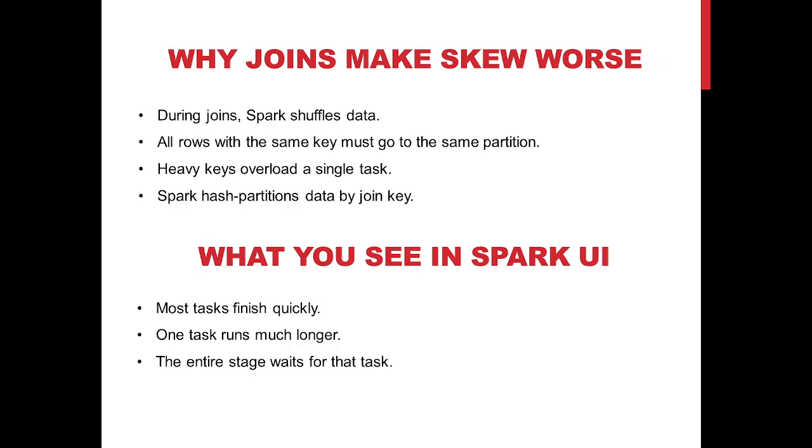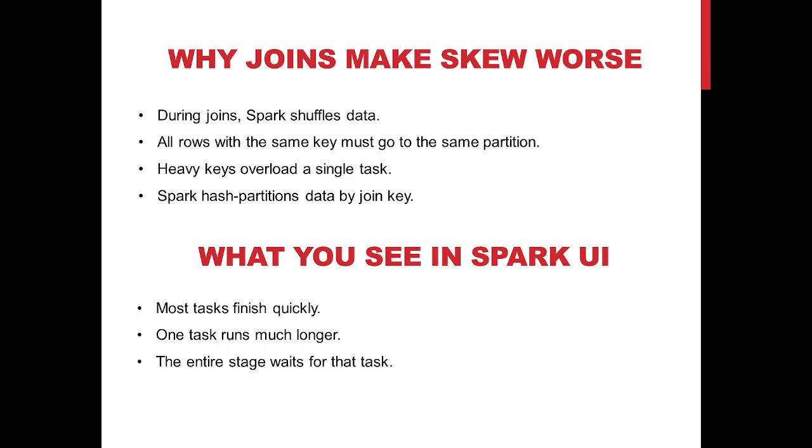So why do joins make it worse? Let's understand what happens during a join. Spark hash partitions data by join key. Rows with the same key go to the same partition. So if one key dominates the dataset, that partition becomes massive. Now one task takes a longer time and works harder than the others. The entire stage waits for it. So one bad key can freeze your parallelism.